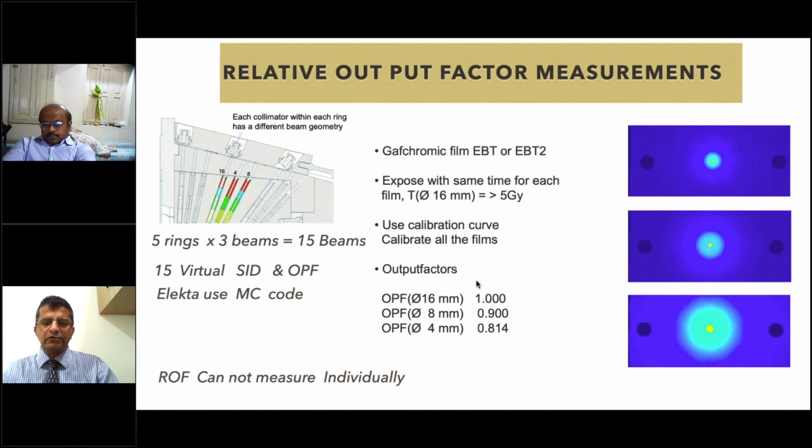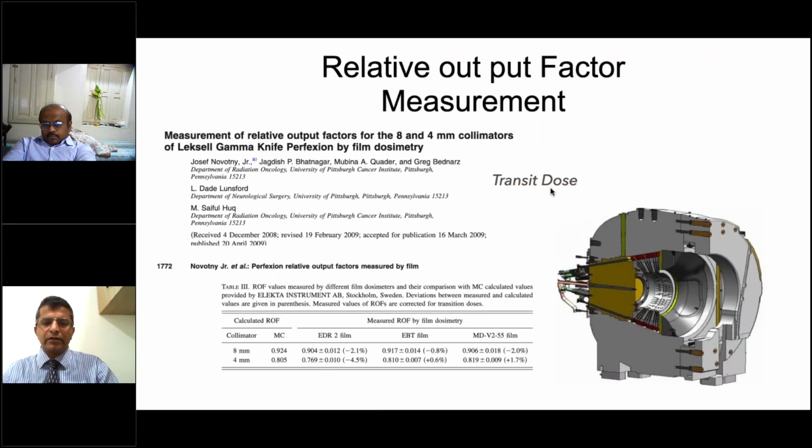Apart from that, this is a measurement from the Pittsburgh group. They used different films, and they also estimated using Monte Carlo. These are all their published values. Apart from this calibration, we also need to understand that because of the movement of the sources from one position to another, there are some transit dose issues, which are also managed in GammaPlan in the latest versions. So I am not going to discuss those details.